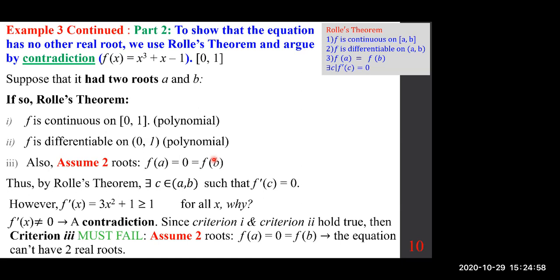That's a contradiction. Since criterion 1 and 2, so the first one and the second one work. The first one and the second one, we can't change it. It's a polynomial. It will always work. Then number 3 is the one that we assumed. This must fail. So the equation can't have two real roots. And that's the idea behind this. Okay. I hope everybody's clear on that.